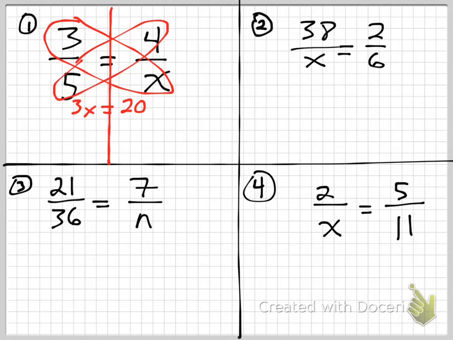What is the variable? X. Is the x happy? Why is the x not happy? He's not alone. Who's with the x? The 3 is. What's the 3 doing to the x? Multiplying him. How do I get rid of multiply by 3? Divide by 3. X equals. What do I do with 20 over 3? Technically, if you wanted to leave it 20 over 3, you're done. But you've got to change it to a mixed number. So it is what? 6 2/3?